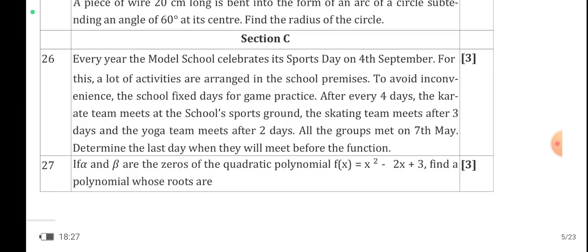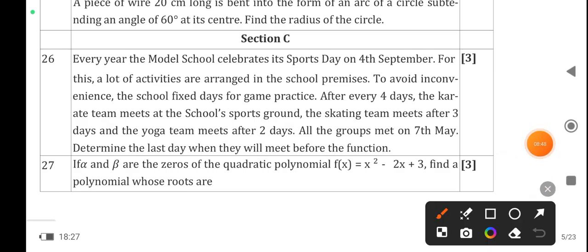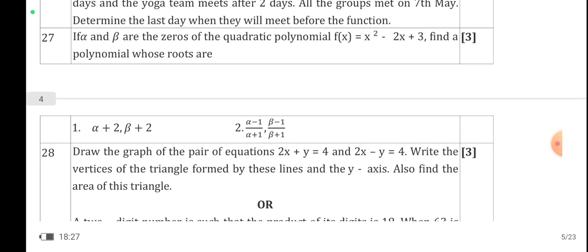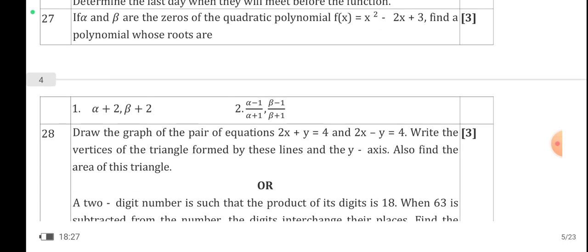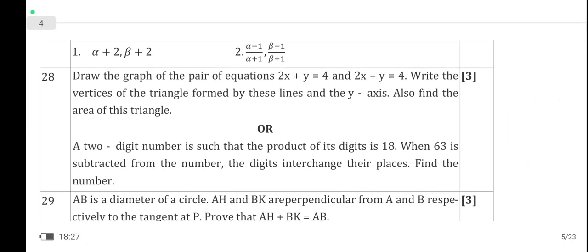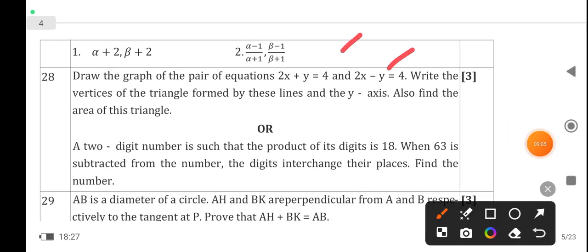Question number 26. They are talking about what? HCF LCM, chapter 1 real numbers. In question number 27, they are talking about the polynomial. And good news, 28 is about the graph. Since they are talking about the graph and the area of a triangle, it's a very nice set of questions. Then the either-or type is one word problem.